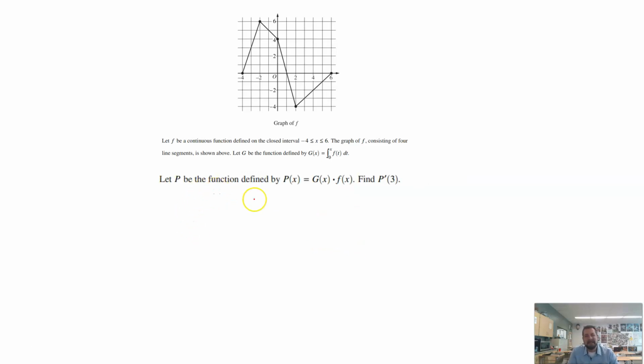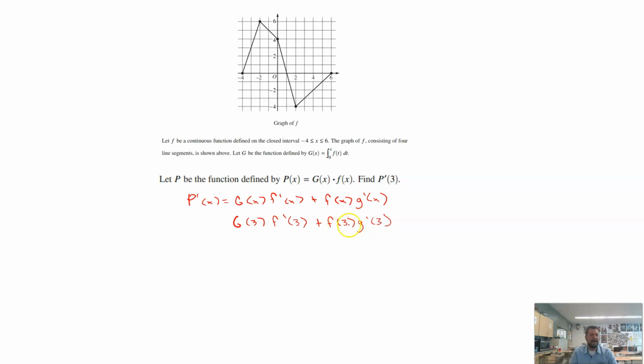Letter B says let p be defined by p of x equals g of x times f of x, find p prime of 3. Well, in order to do that, I need to find the derivative first, so I've got to use the product rule. So I get first times the derivative of the second, plus the second times the derivative of the first. So I do that, and then I plug in 3. So I get g of 3 times f prime of 3, plus f of 3 times g prime of 3.